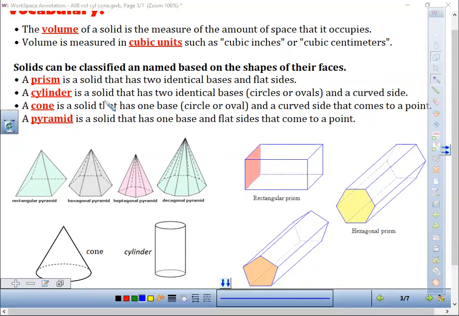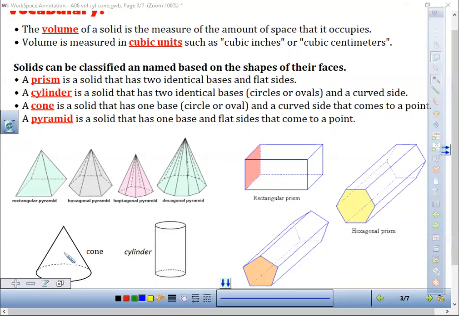A cylinder is a solid that has two identical bases, circles or ovals, and a curved side. So again, this is a cylinder. It's like that soup can you saw on the first slide. It has two identical bases, again, either circles or ovals, and then it's connected by a curved side.